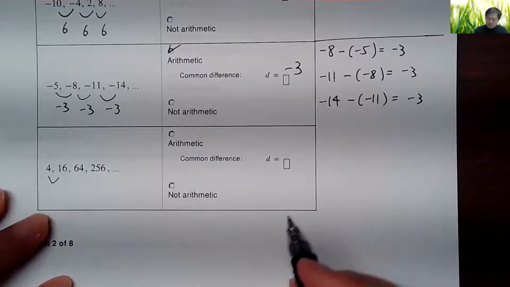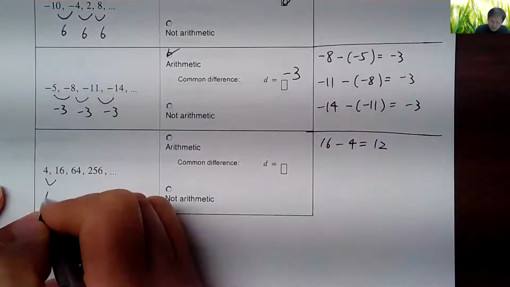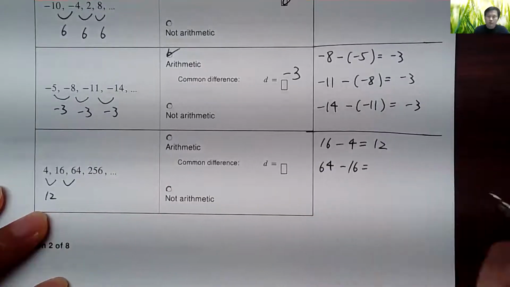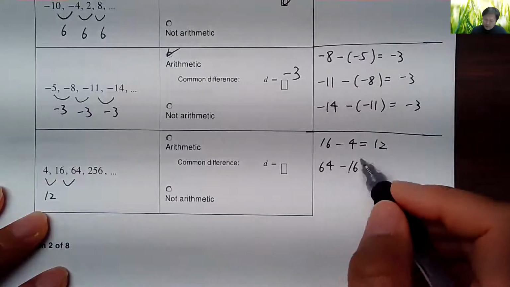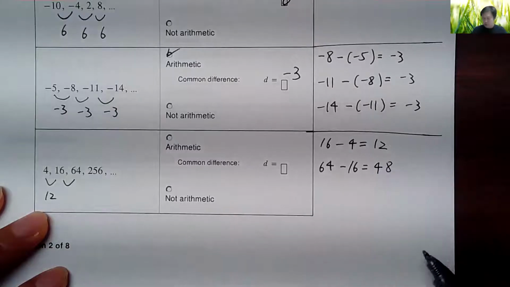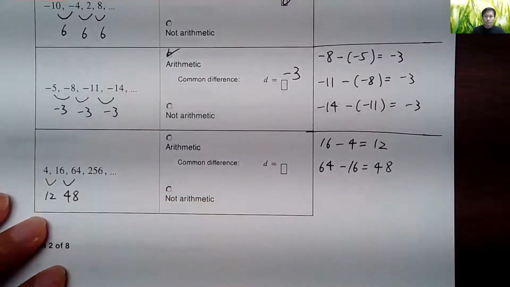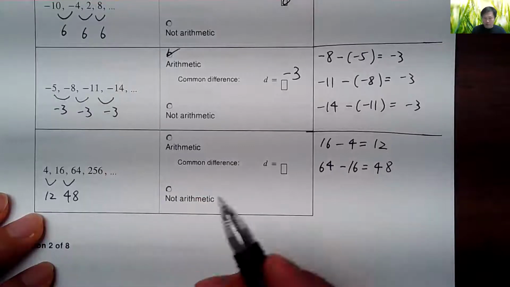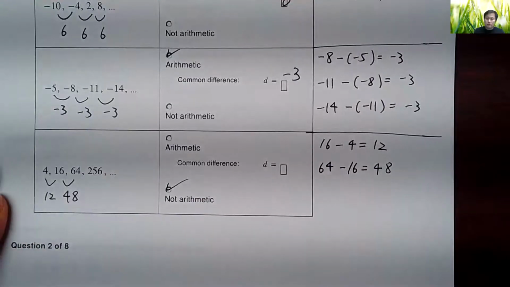Okay, difference here, 16 minus 4, which will give you 12 as a difference. 64 minus 16, you can already tell it's not 12. So what is it? 64 minus 16, that's 48. So difference is 48. Already the differences are not matching. You don't have to go more, just as long as they are not constant, you can stop right there and say not arithmetic, and you're done.